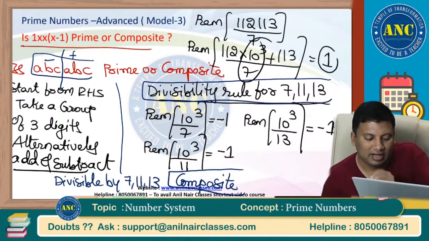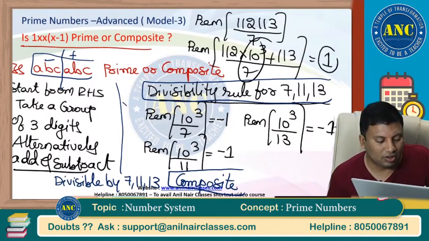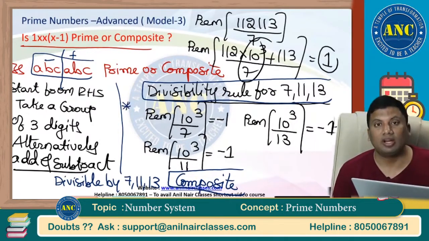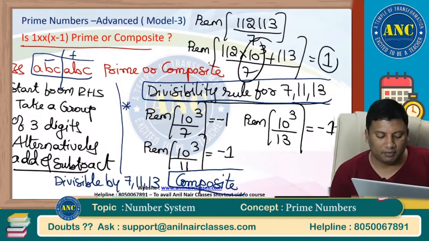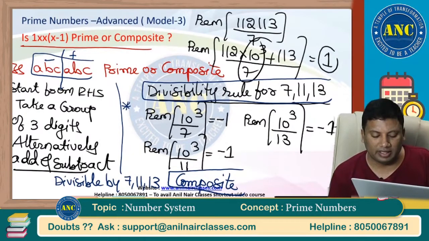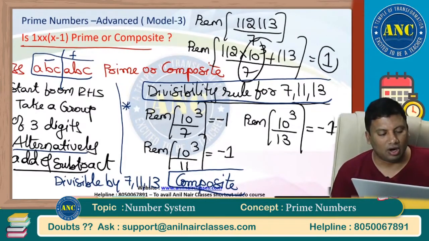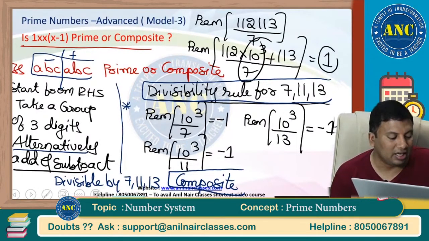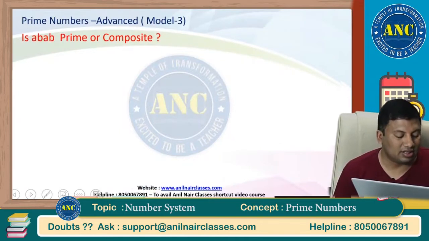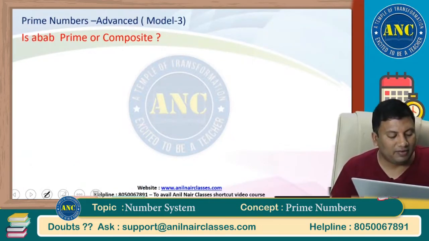Divisibility rule for 7, 11, 13: 10 cube divided by 7 gives minus 1, divided by 11 gives minus 1, divided by 13 gives minus 1. Start from the right hand side, take a group of 3 digits, alternately add and subtract. These are all previous year exam questions.